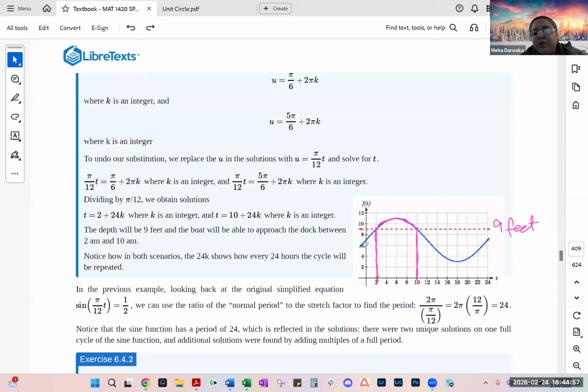So you can see before 2 a.m., the water is too low, so you will not be able to dock the boat. And after 10 a.m., of course, again, the tide changes, right? So you can see we're not going to be able to dock. So yeah, exactly between 2 a.m. and 10 a.m., it's safe for the boat to dock. So visually also, we can verify that information.